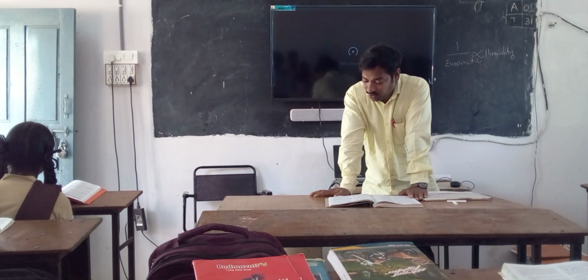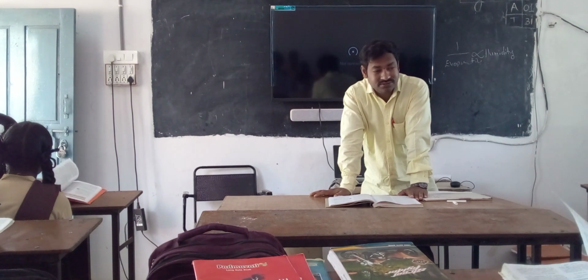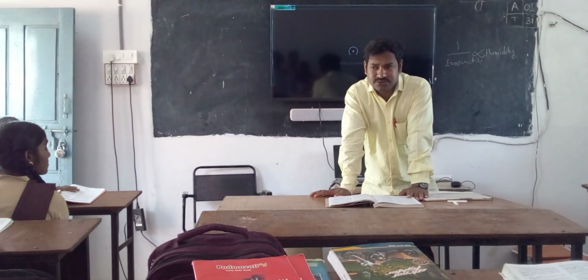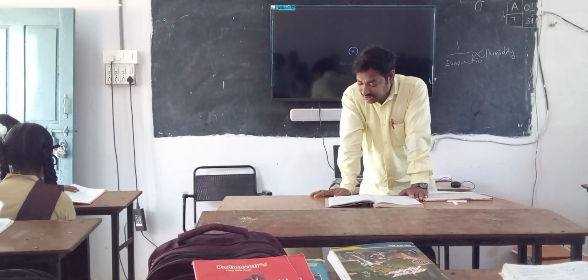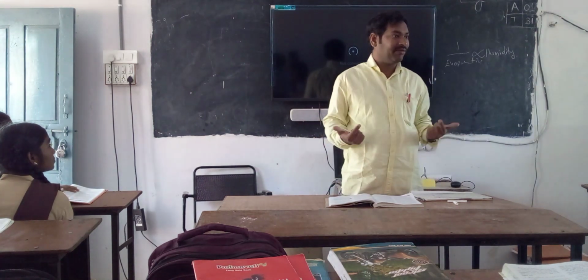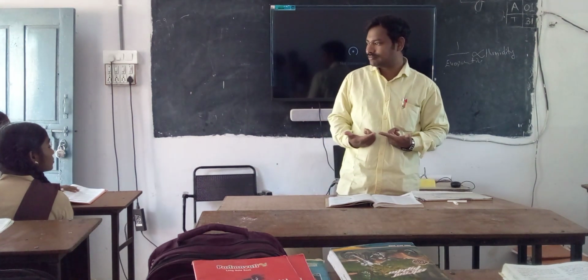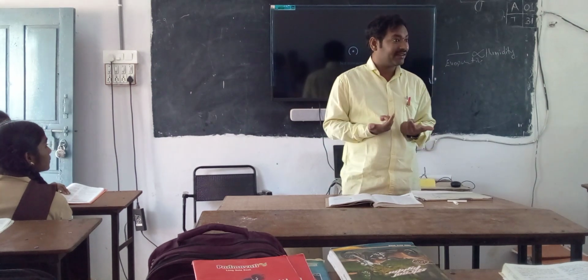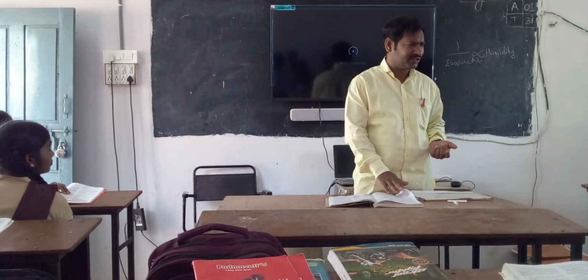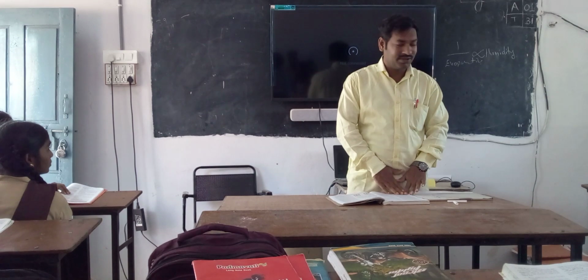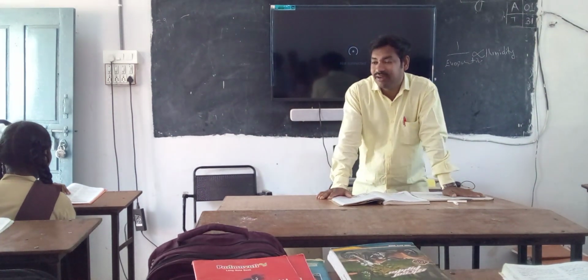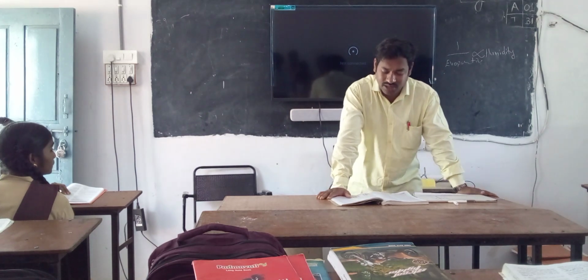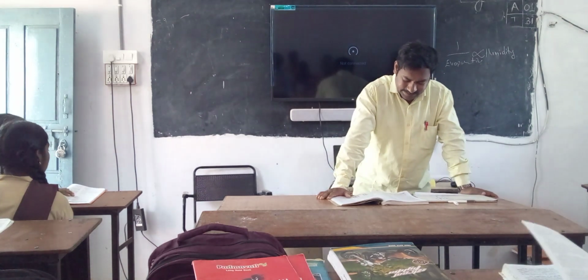What do you observe on the outer surface of the tumbler? Drops, droplets. Why do water droplets form on the outside of the glass? Where will it come from? From the atmosphere? Vapor. Water vapor will form like this.